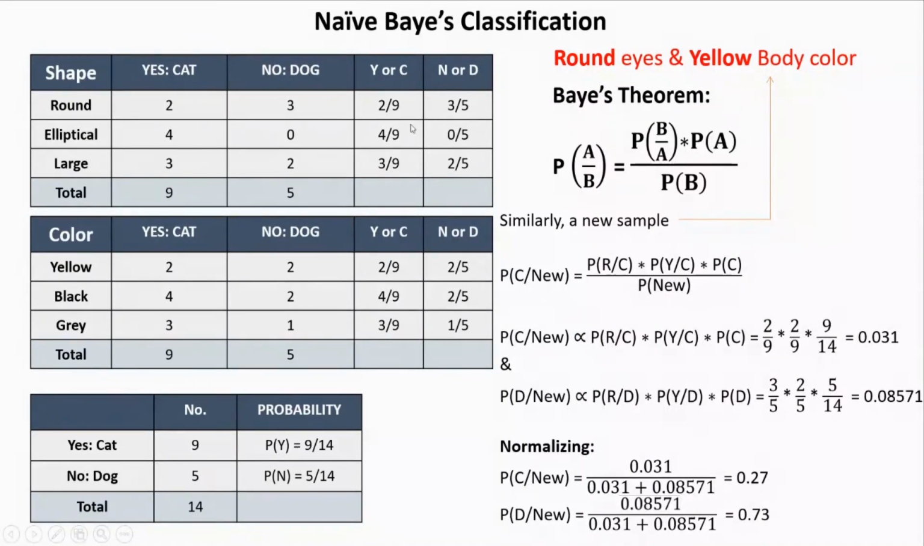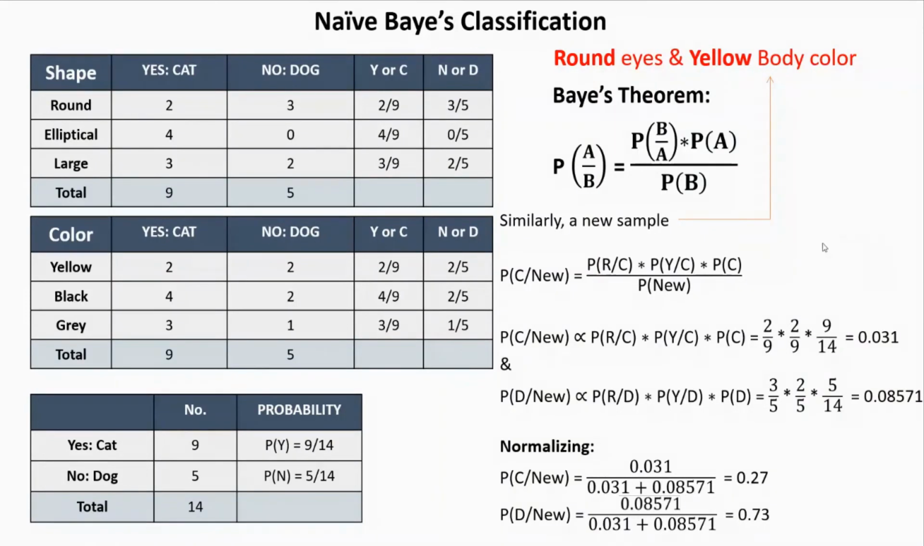So we've just substituted the values from these tables. The probability of it being round, given that it is a cat, is 2 by 9. If it was yellow, given that it is a cat, it is again 2 by 9. And what is the probability of it being a cat? 9 by 14. So if we estimate that, we get this value. Similarly, if we were to compute for dogs, then this was the value.